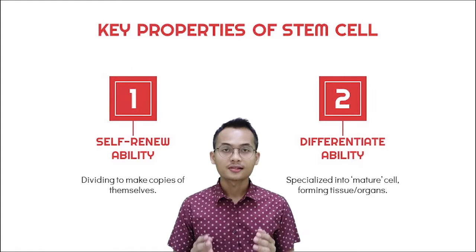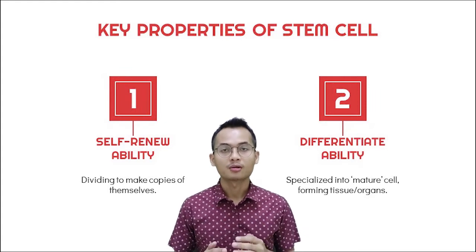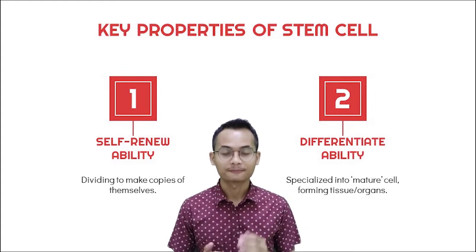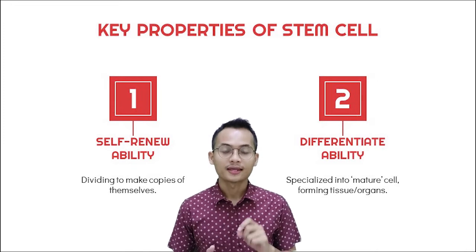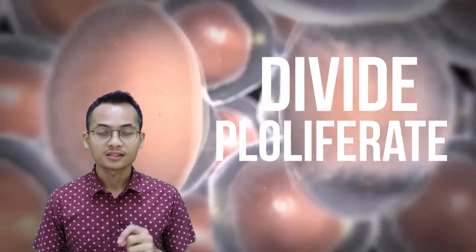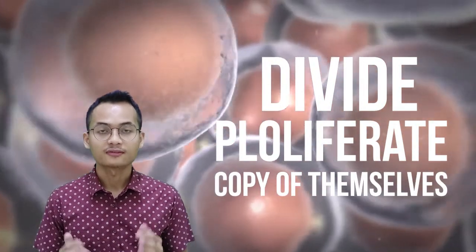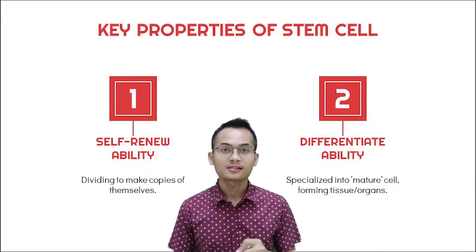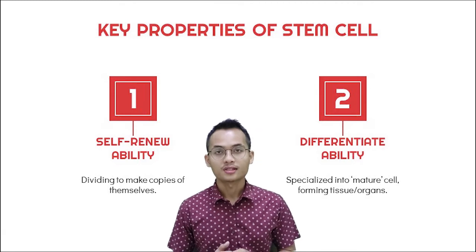Next, there are 2 key properties or characteristics of stem cell. The first one is the ability to self-renew. This means stem cells can divide and proliferate to make a copy of themselves. The second one is the ability to differentiate, which means they can differentiate or specialize into different types of cells according to their functions in the human body.